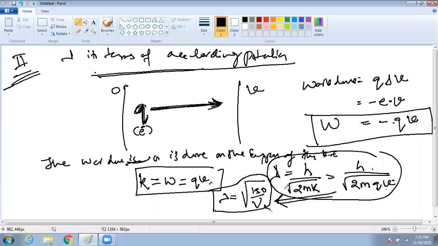Clear? Yes, sir. Or do you want to further simplify? You can write lambda_e is equal to 12.27 divided by root of V. Same formula. Root of 150 is nothing but 12.27.